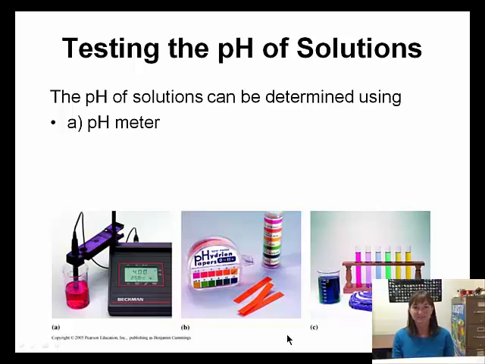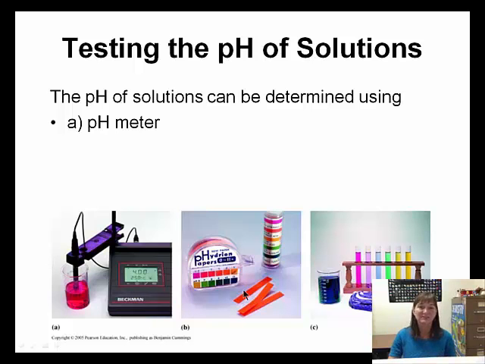Testing for pH. There's several ways you can test for the pH of a solution. If you are working in a laboratory, you're just going to use a pH meter, because that's going to be your quickest way. You just put the probe in the solution you're looking for, and your pH meter is going to just digitally spit out whatever the pH is. So that's the quick way of doing it.